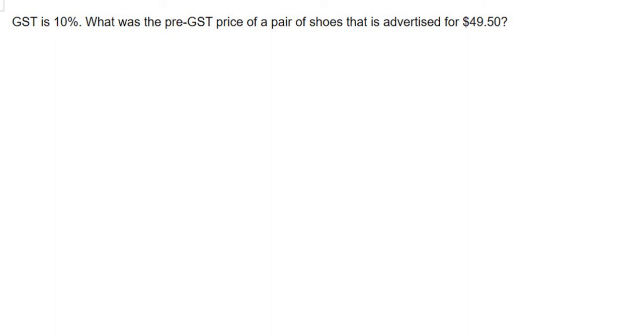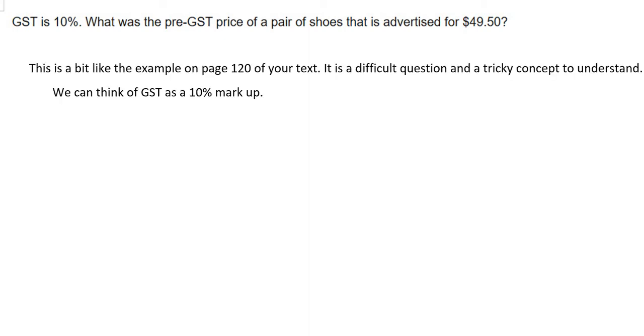Hi, I've had a couple of students ask me about this particular question. GST is 10%. What was the pre-GST price of a pair of shoes that's advertised for $49.50? This is a bit like the example on page 120 of your textbook. It's a difficult question and it is a tricky concept to understand.